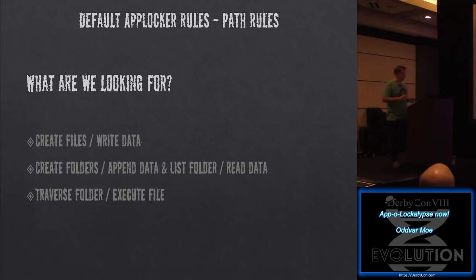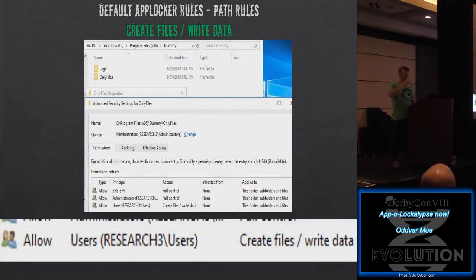Okay. So let's go over an example here. In this example, the user is part of the users group, and the users group has access to the folder under the dummy folder called only files, where he is allowed to only create files and write data. That's the only permission he has, right? So he's not allowed to execute anything, he's only allowed to write data. But, there's a big but. There are two different approaches you can do to use this to bypass AppLocker.